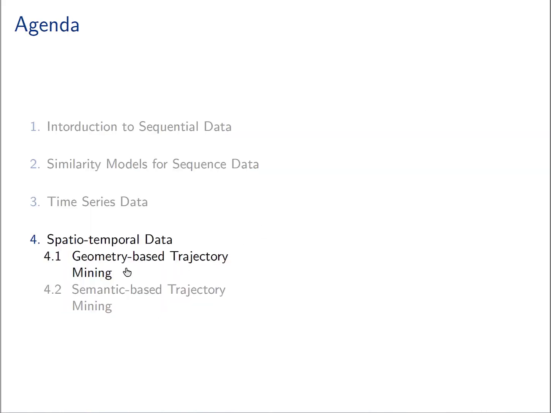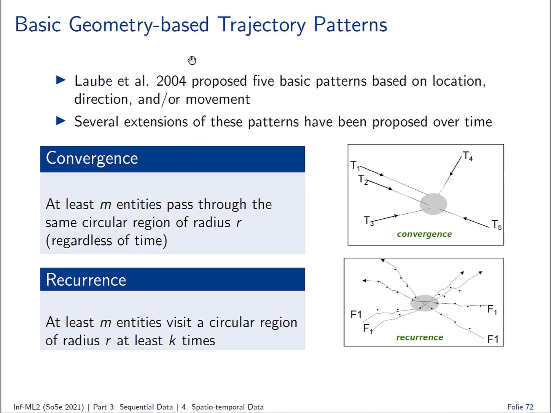Yeah, so let's first have a look at geometry-based trajectory mining, and we start with one of the pioneering approaches, basically, which is a paper by Laube et al., very, very highly cited. The authors actually proposed 5 basic patterns which are based on location, based on GPS coordinates or any coordinates, in addition to direction of movement and/or movement at all, because we are talking not only about spatial data, but also about spatial temporal data.